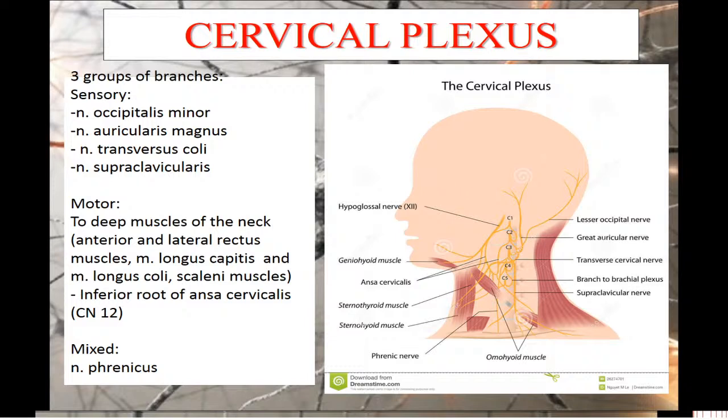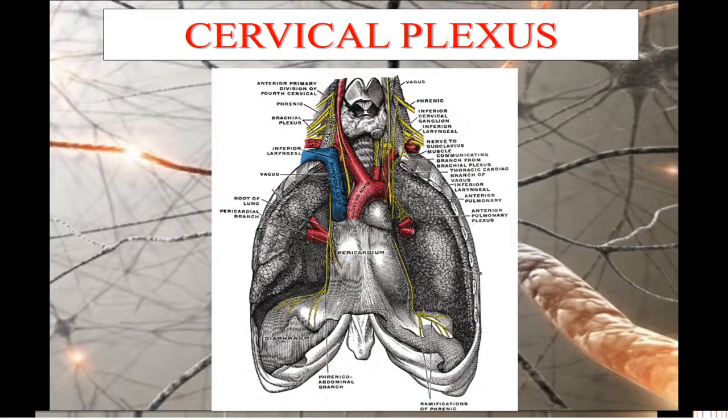And the mixed branch, which is only one, is the phrenic nerve, nervus phrenicus. It is mixed because it contains sensory, motor, and also vegetative fibers. It is the only mixed one, and it is the longest branch of the cervical plexus. This phrenic nerve takes origin from the cervical plexus. Pay attention, there are two cervical plexuses in the human body, right and left. That's why there are two phrenic nerves, right and left.